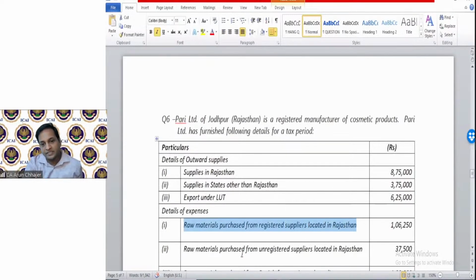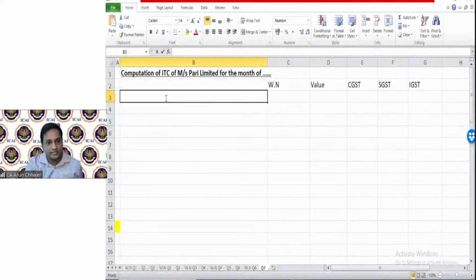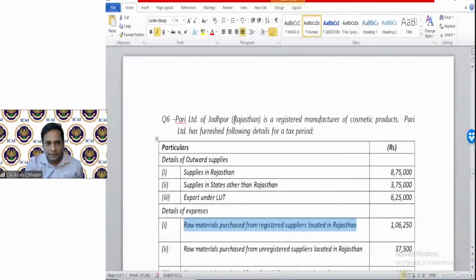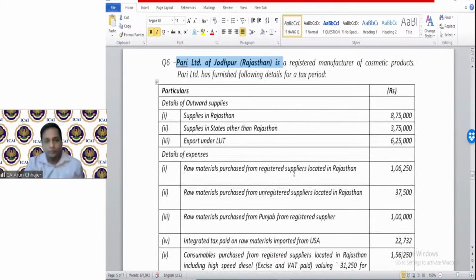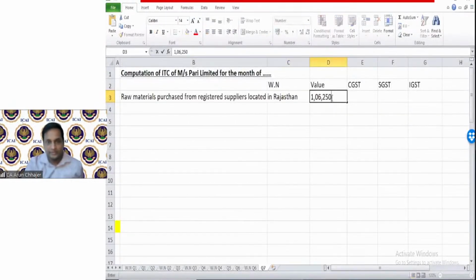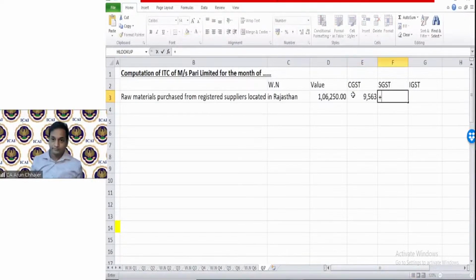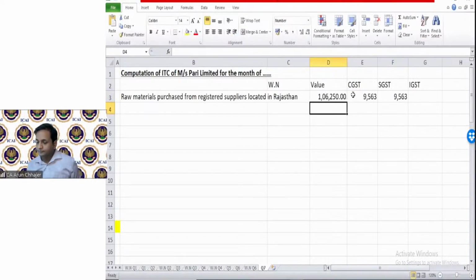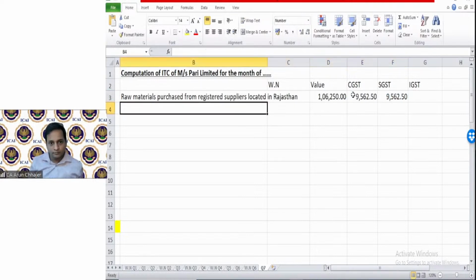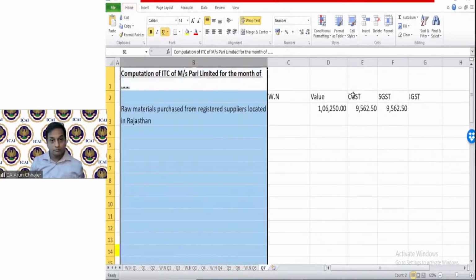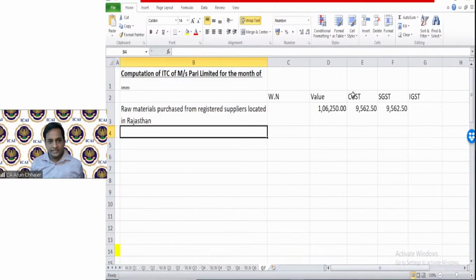The raw material purchased from the registered supplier located in Rajasthan, and this party is also of Rajasthan. Okay, so the total amount is 1,06,250, right? This is the value, and it would be CGST and SGST.